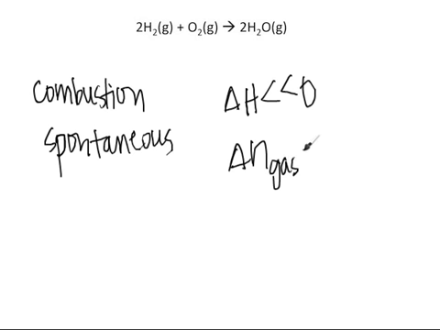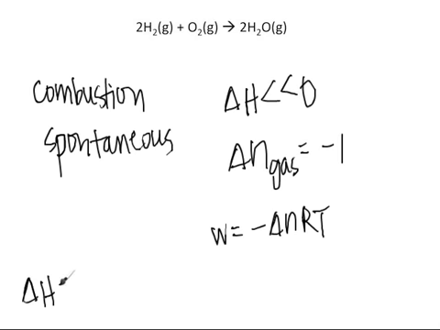is going to be -1. 3 moles becomes 2 moles. From disorder, it becomes more ordered. Okay, so it's going to be negative, and so work is going to be done on the system, right? Because work, remember, is negative delta N RT. So positive work is work done on the system, negative work is work done by the system. So let's calculate the delta H first.